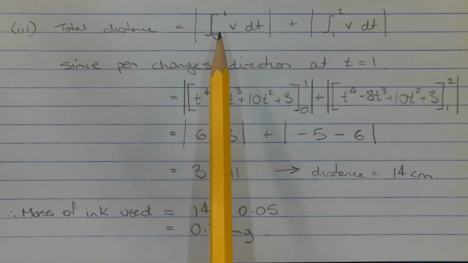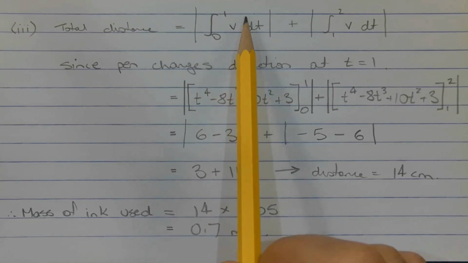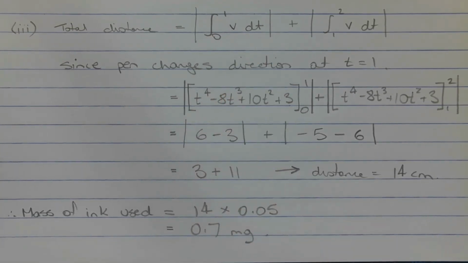Now we can use the expression for displacement from part 1. Since we've integrated v with respect to t already, the integral of v with respect to t is t to the power of 4 minus 8t cubed plus 10t squared plus 3. And we're evaluating this expression from t equals 0 to t equals 1, and we'll put absolute value brackets around that to ensure that it's a non-negative value. And we're going to add on to that t to the power of 4 minus 8t cubed plus 10t squared plus 3 from t equals 1 to t equals 2, and we'll put absolute value brackets around that expression as well.